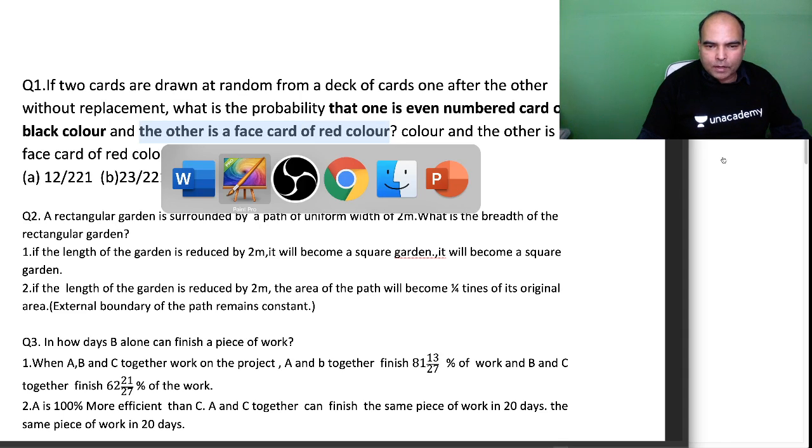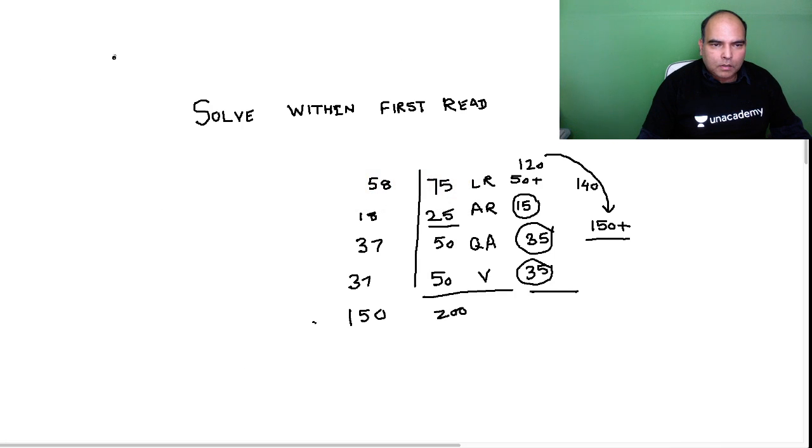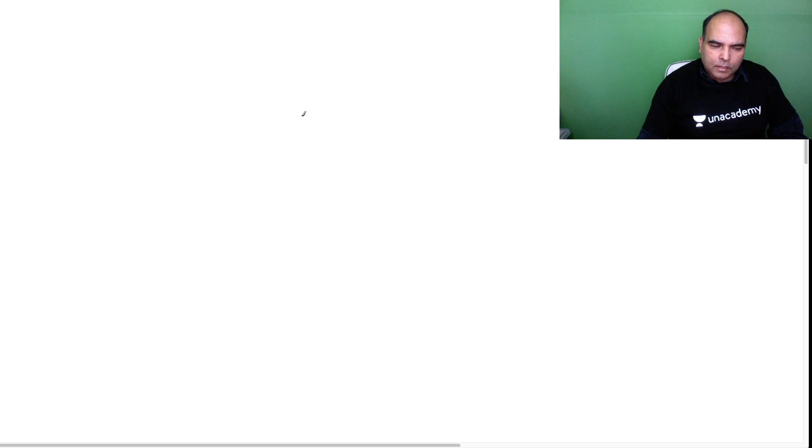So if I go back to my solving screen, the thinking here is that the solution could be that the first card is even and black. This is the event definition here. And the second card is red and face. The second card is red and face color.